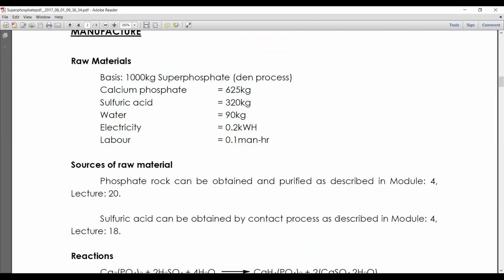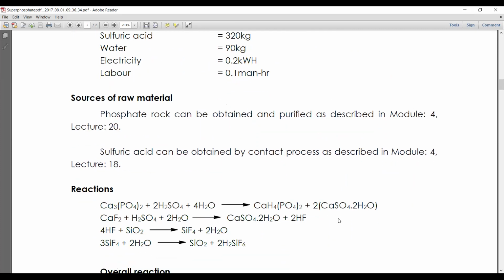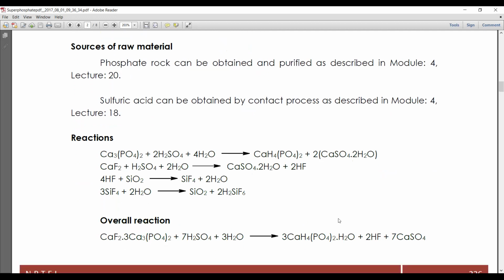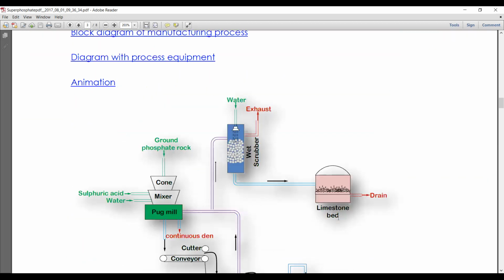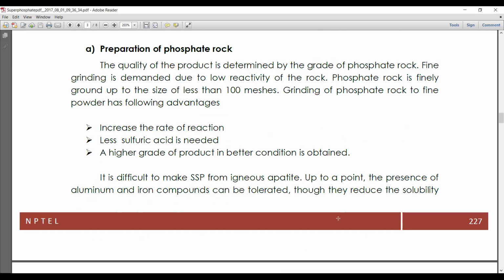So we have the basic raw materials like calcium phosphate, sulfuric acid, water, electricity, and sources of raw material. Phosphate rock can be obtained and purified as we have already seen, and sulfuric acid can be obtained by the contact process, which we have also seen. So these are the sources of raw material. Reactions are given here. How is the manufacturing happening? So first is the preparation of phosphate rock.